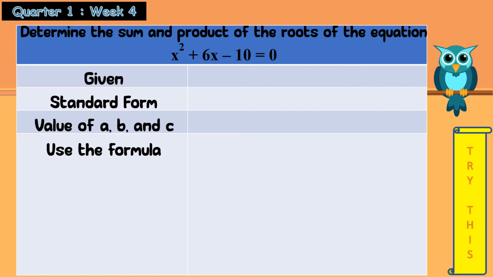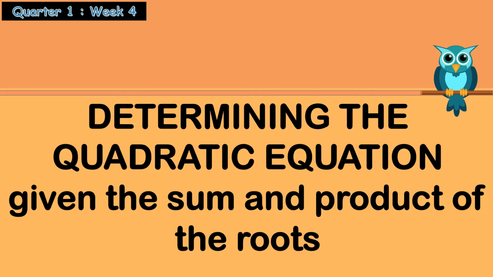So I want you to try this. You have to determine the sum and product of the roots of the quadratic equation x squared plus 6x minus 10 is equal to 0. So this is again to test yourself if you really understand the given topic. Next to learn is on how you're going to determine the quadratic equation given the sum and product of the roots.